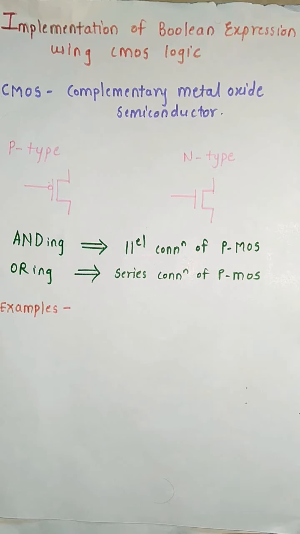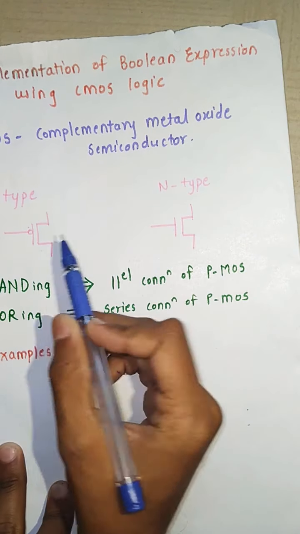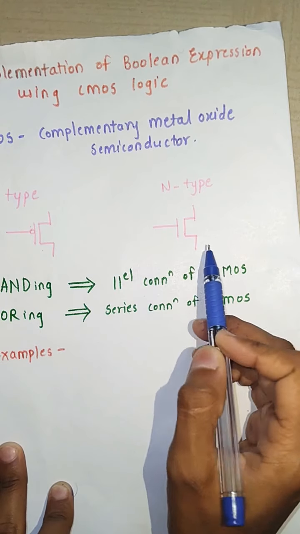As we know, CMOS uses P-type and N-type MOSFET transistors, and it is also called complementary symmetrical metal oxide semiconductor. Before we start to implement the Boolean expressions, we have to know the most important factors. First, we have to know the basic knowledge about the P-type and N-type transistor. So this is the symbol of P-type transistor and this is the symbol of N-type transistor, right?